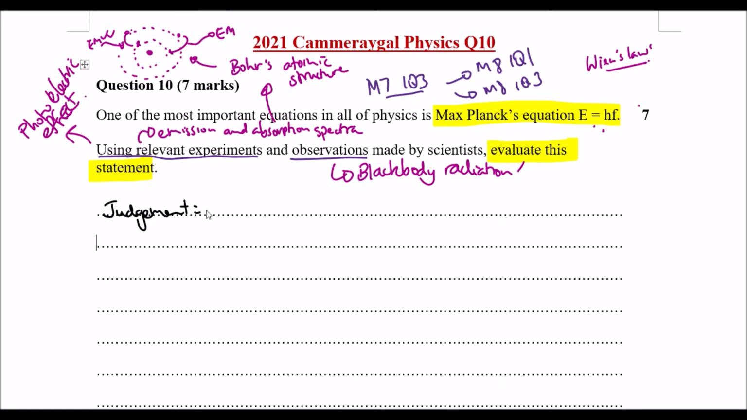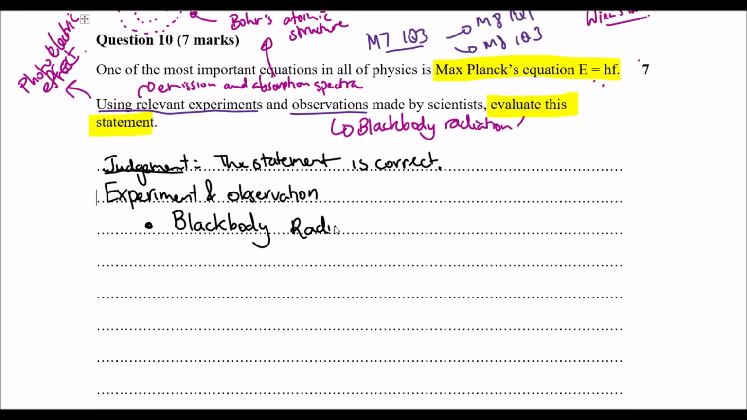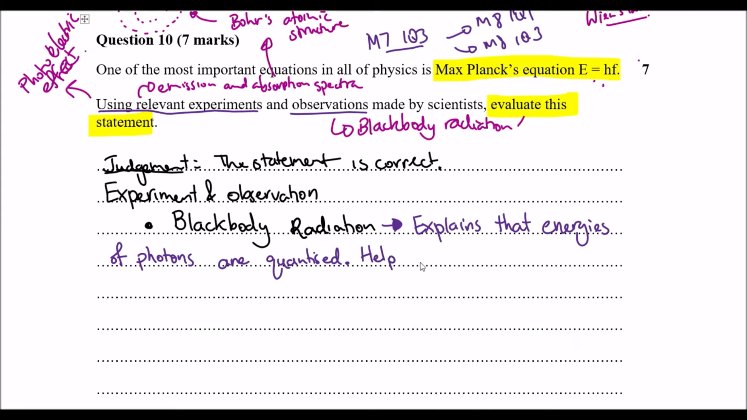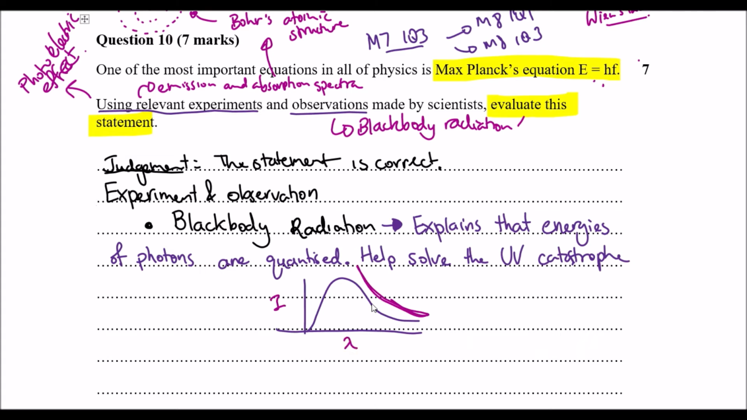Firstly, we want to make a judgment, and we're going to say that according to this statement, the statement is correct, and we are going to provide a justification for it. So, experiments and observations: black body radiation explains that energies of photons are quantized, and it helps solve the ultraviolet catastrophe. Drawing the ultraviolet curve didn't really explain why there was a drop-off here originally. But if we think of energy of photons as being quantized, we can think of this bit here as energy transitions that are less favorable.